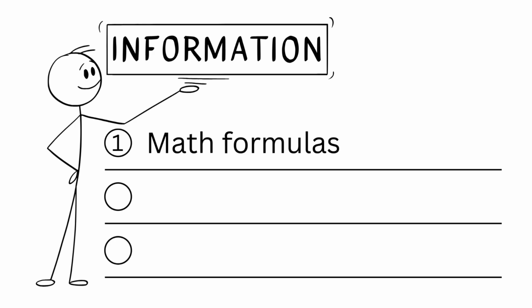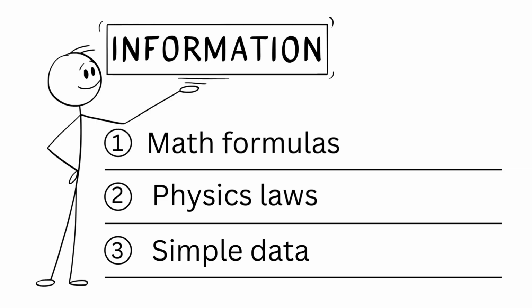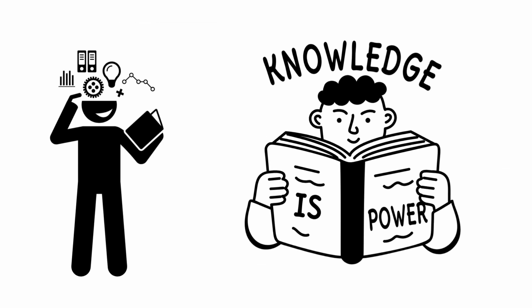1. Math formulas. 2. Physics laws. 3. Simple data that are supposed to be known. For example, the radius of the Earth, the atmospheric pressure, the atmospheric composition, the atomic weights, and the age of Julius Caesar.